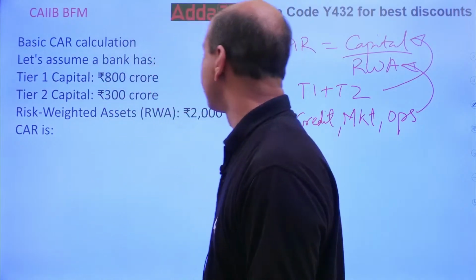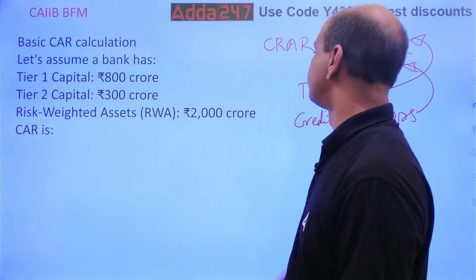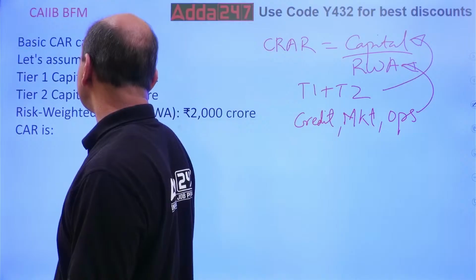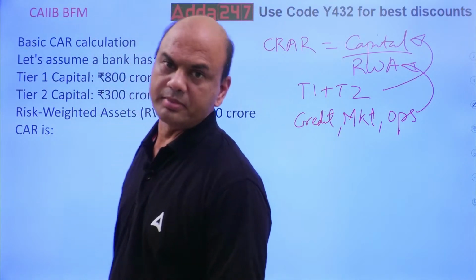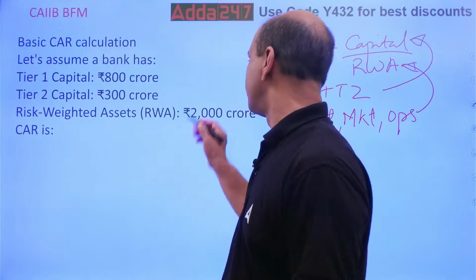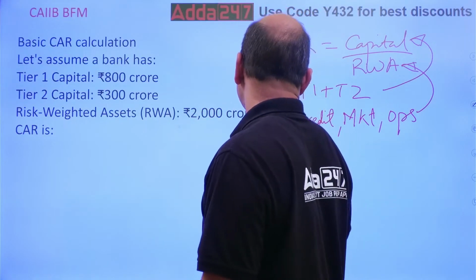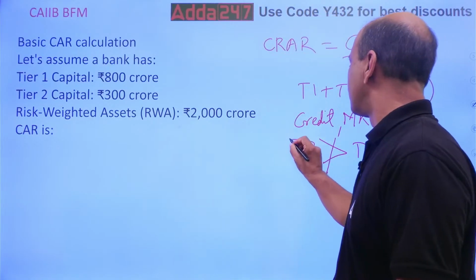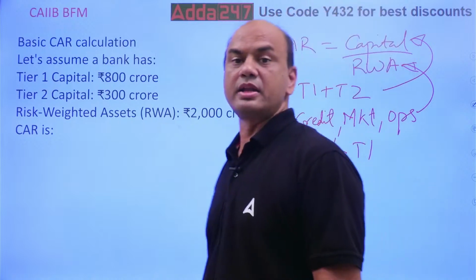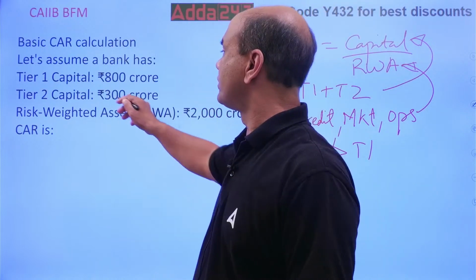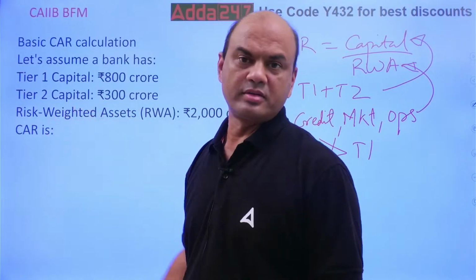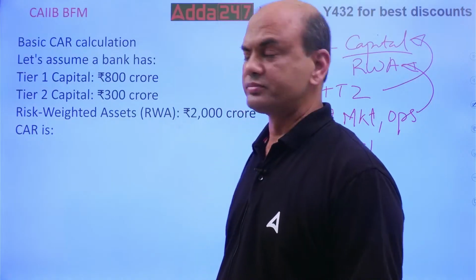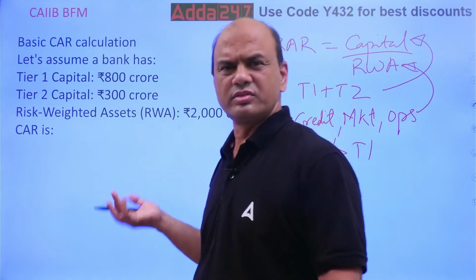Okay, now let's solve this. What will be my CRAR then? What is my total capital? Kindly note, tier 2 capital can never be greater than tier 1. In this case, it's not. Kindly remember, T2 can never be greater than T1. If in the exam they give you T2 as something extra, like 1000, you'll have to take 800 only. Here it's already given less, so no worries.